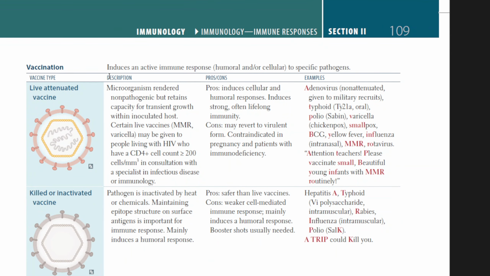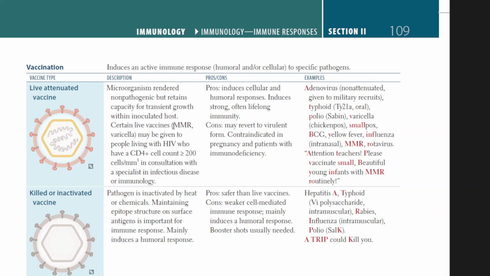So vaccinations induce an active immune response, humoral or cellular, to a specific pathogen. So we have here the live-attenuated vaccine. This is a microorganism rendered non-pathogenic but which remains capable of transient growth within the inoculated host.